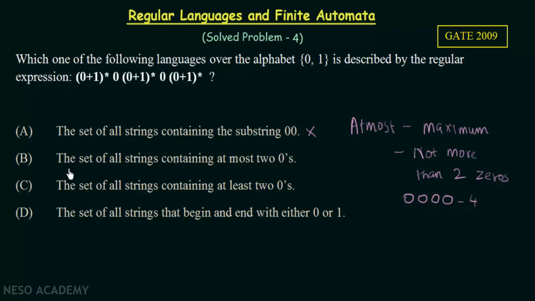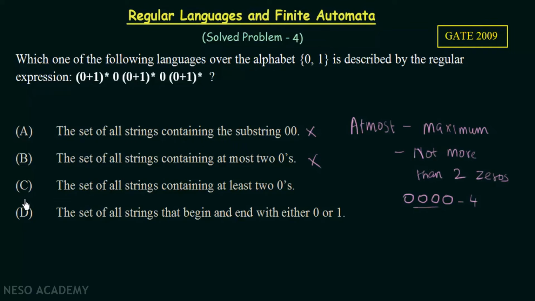But what did the option say? The set of all strings containing at most 2 zeros. At most 2 zeros means maximum 2 zeros or not more than 2 zeros. But we see that we are getting 4 zeros, and this is a string that is accepted by this regular expression. So we see that option number B is also wrong.